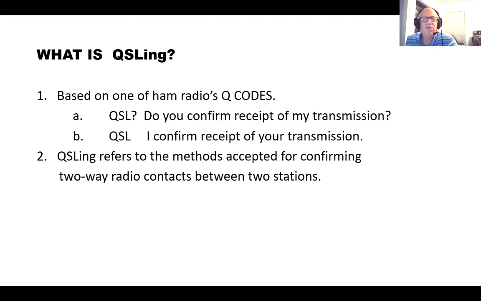So it is a QSL, it is a Q code. And if you went through the list of Q codes, you'll find that many of them are becoming obsolete in the modern day. The other QSLing refers to accepting confirmation of a two-way contact between two stations. And I think this is the more universally accepted definition, and it's the one we're going to talk about more tonight.